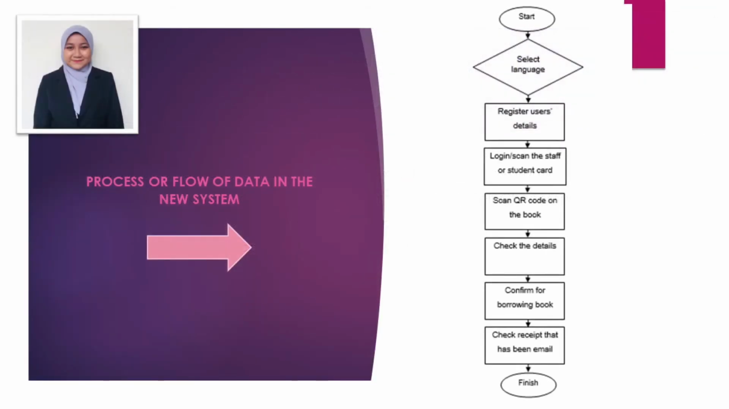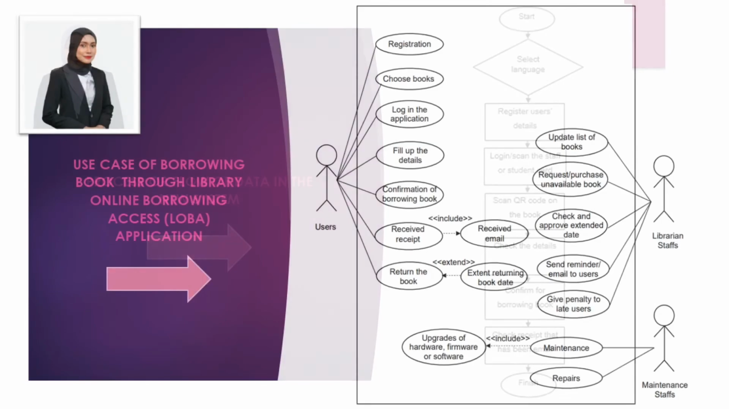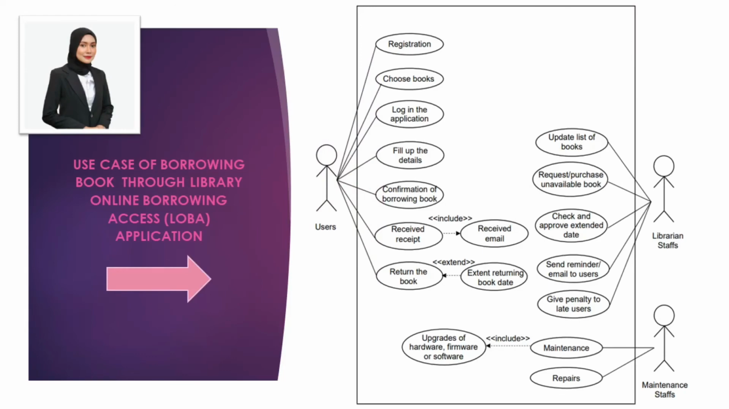Next, we move to the flow of data in the new system. As we can see, here is a flowchart of borrowing a book through the Library Online Borrowing Access LOBA application. Next, this is the use case of borrowing a book through the LOBA application. It has 3 actors. First, the user, who is the student, the librarian staff, and the maintenance staff. For the new user, they start by registering for the application.